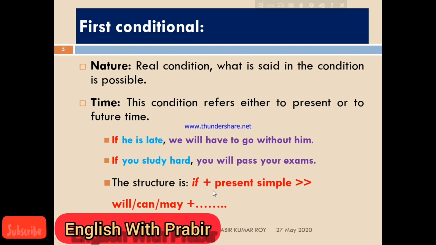Okay, now the structure is if plus present simple. This is the structure of the if clause, and in the main clause there will be will, can, may. Okay, in most of the cases we can use will, but sometimes we have to use can or may.